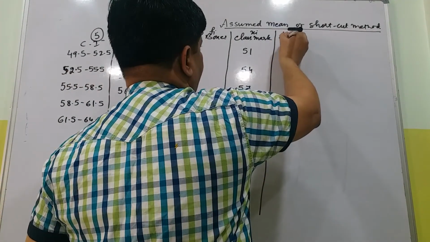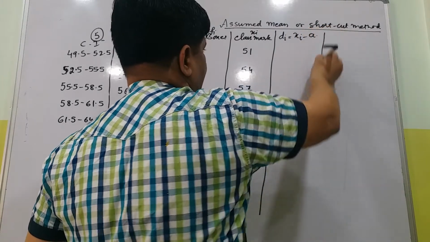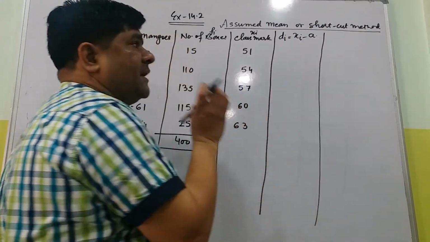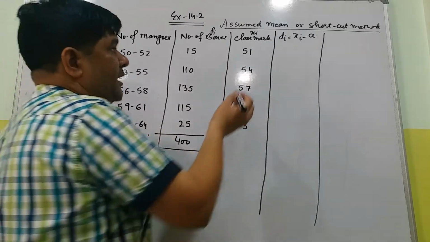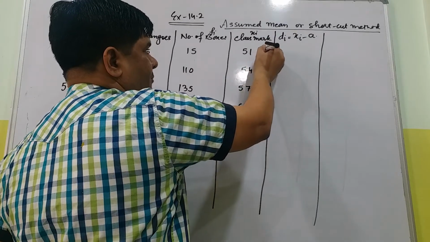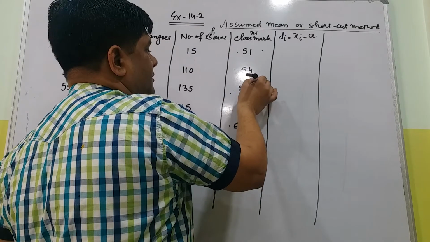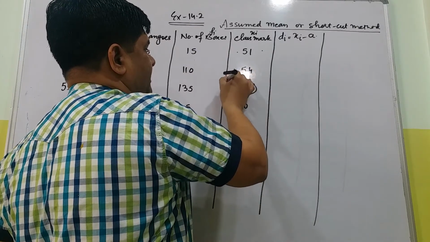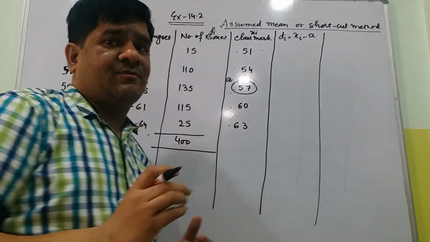Then here we are having a new term, deviation. Deviation is xi minus a. A is nothing but assumed mean. So how to calculate the assumed mean? Within the class marks. Count 1 2 3, 1 2 3. The middle term will be taken as assumed mean.